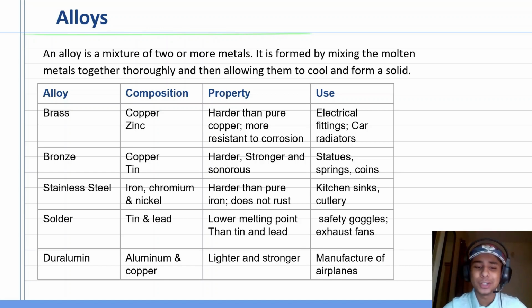Next up is solder. It is made up of tin and lead, and its special property is that its melting point is lower than both tin and lead, which is why it is used to make safety goggles and exhaust fans. Now, duralumin. It is made up of aluminium and copper, and when mixed with aluminium and copper, duralumin becomes lighter and stronger, and that is why it is very useful in the manufacture of airplanes.